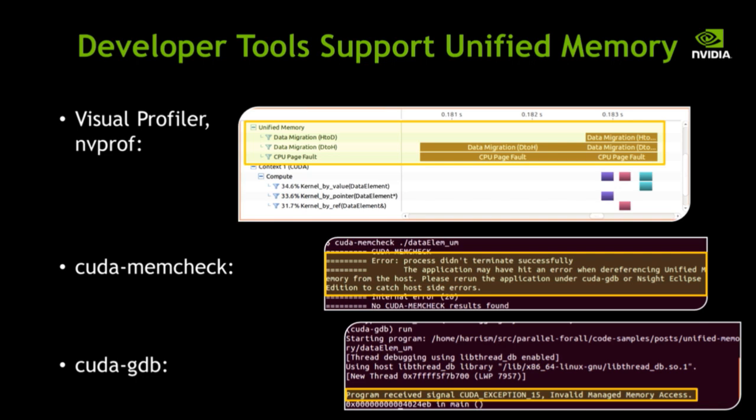CUDA memcheck is able to tell you when you access out of bounds, just like in regular device memory. It can do the same for unified memory. It can also tell you when you dereference unified memory from the host at illegal points. For example, if a kernel is still running that's accessing unified memory, then CUDA memcheck will tell you that the host has caused a fault by accessing the same memory. CUDA GDB also will show you those faults while you're debugging.